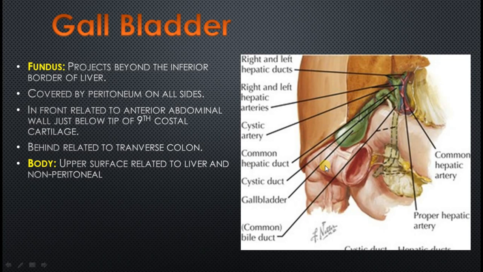The body of the gallbladder is related to the under surface of the liver, and some connective tissue is present. So between the upper surface of the body and the under surface of the liver, you see some deep branches of cystic artery ramifying over it, and sometimes cystic veins also, in the fossa for gallbladder. And that surface is not covered by the peritoneum.